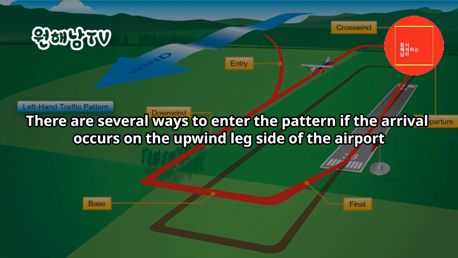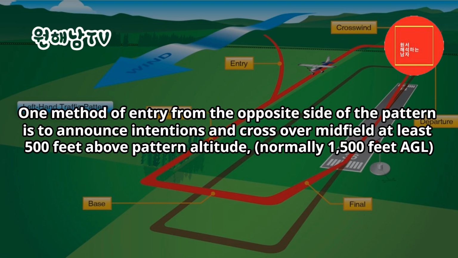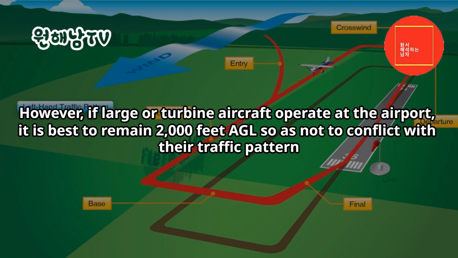There are several ways to enter the pattern if the arrival occurs on the upwind leg side of the airport. One method of entry from the opposite side of the pattern is to announce intentions and cross over midfield at least 500 feet above pattern altitude, normally 1,500 feet AGL. However, if larger turbine aircraft operate at the airport, it is best to remain 2,000 feet AGL so as not to conflict with their traffic pattern.